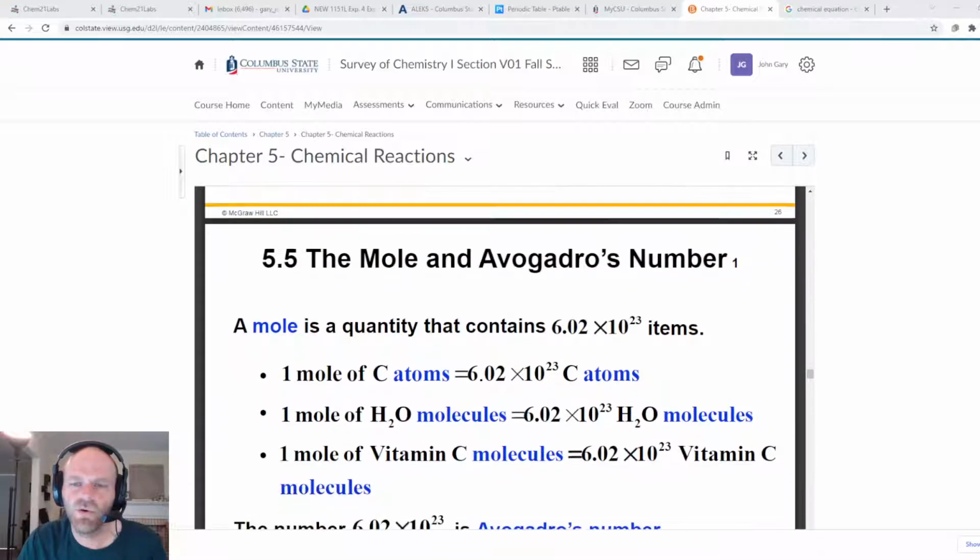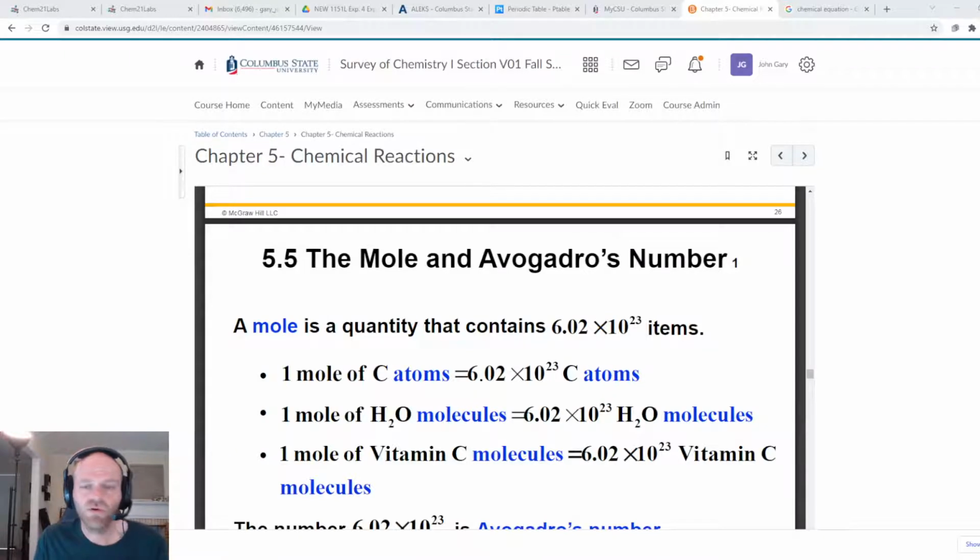Now we're at the mole. Okay. So the mole is just a way of counting atoms. We talk about atoms being so very tiny that you would stack trillions and trillions and trillions of them in the palm of your hand. So it's hard for us to wrap our head around those kinds of numbers. So what we do is we use a different system to calculate the number of atoms or the number of molecules that we're talking about. Okay, this system is the mole and Avogadro's number.